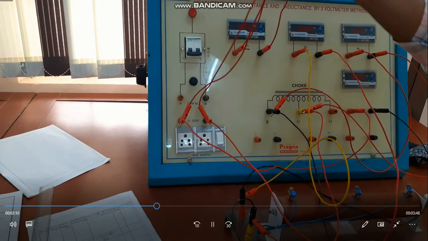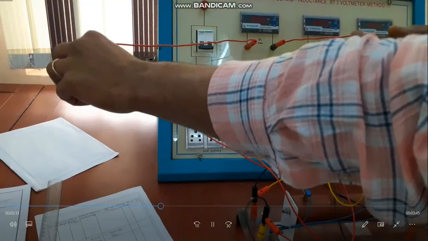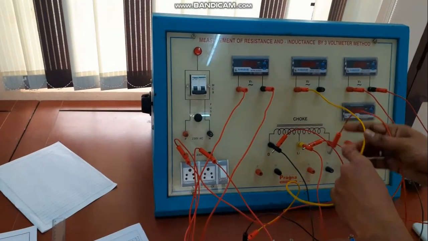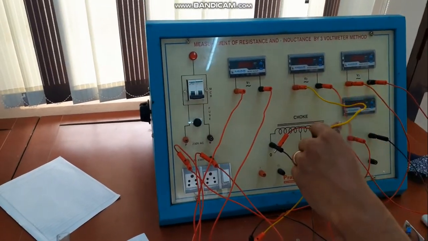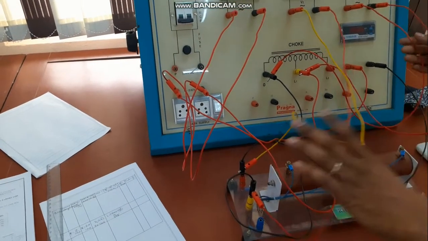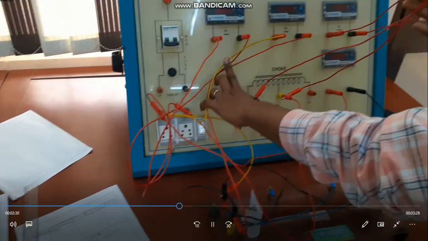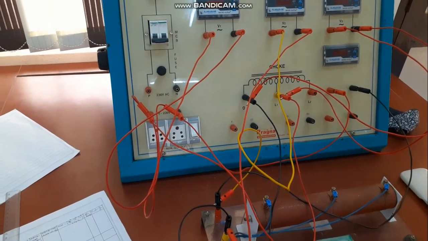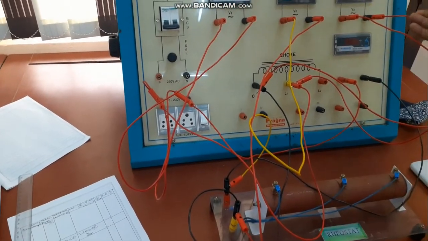Three voltmeters are there here. The first voltmeter, V1, is connected across the supply to measure the supply voltage. The second voltmeter, V2, is connected across the rheostat to measure the unknown resistance, and the third voltmeter, V3, is connected across the choke coil. So these three voltmeters measure the voltage from the supply side, the voltage across the rheostat, and the voltage across the choke coil.